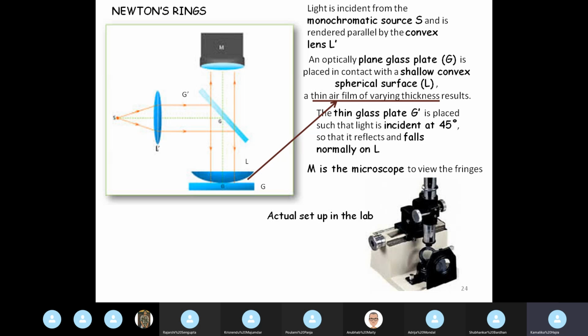Okay, now this is the actual laboratory setup. I'm really sorry, because I don't know how much you will be able to understand from this. I'm sure when you get back to the labs, I will personally take you to the lab to show you the Newton's ring setup for those who are interested.